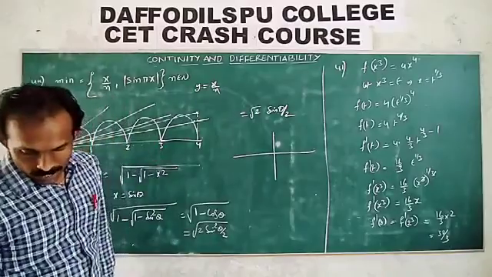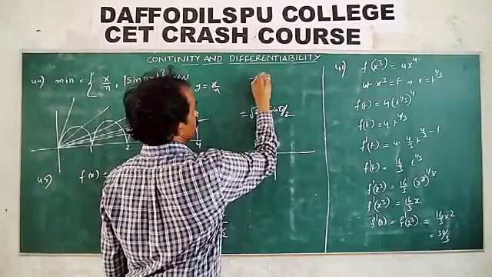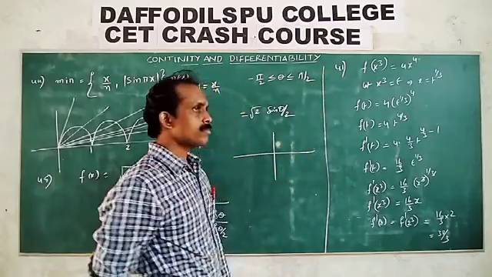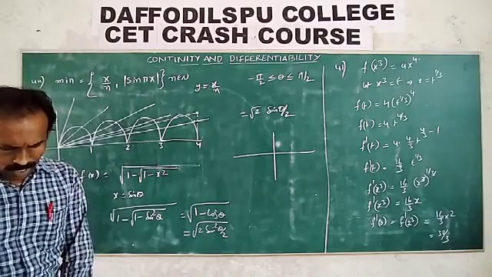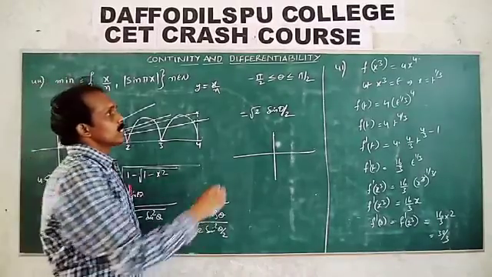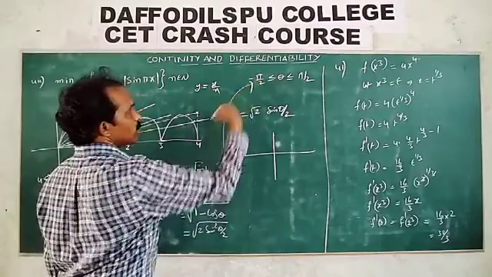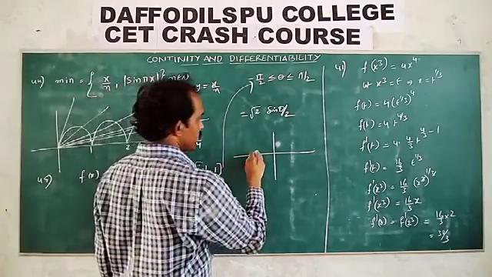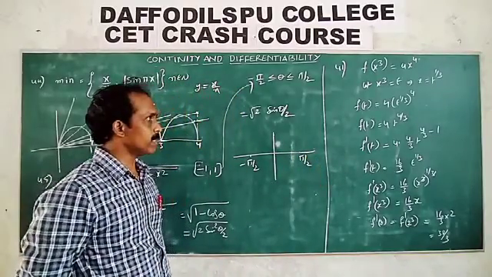Okay, what is the interval? Interval means the sine function: minus pi by 2 less than or equal to theta less than or equal to pi by 2. Okay, right, that is the interval. Given x is equal to sin theta, in minus 1 comma 1, the theta values are minus pi by 2 comma pi by 2. So minus 1 comma 1 corresponds to minus pi by 2 less than or equal to theta less than or equal to pi by 2.